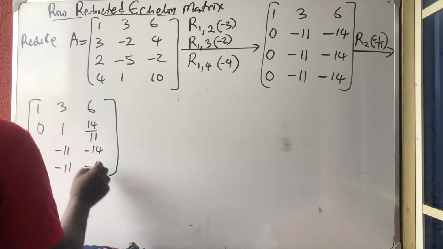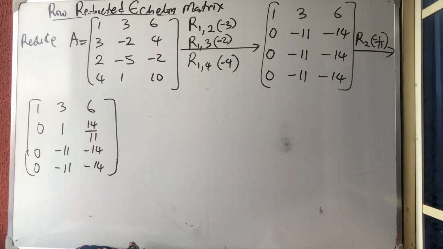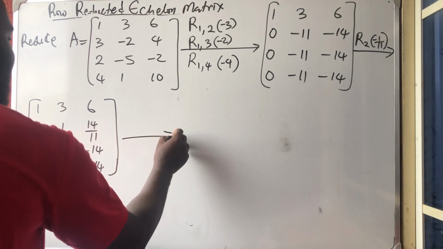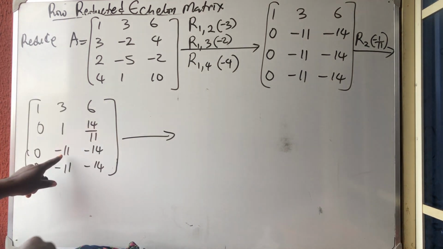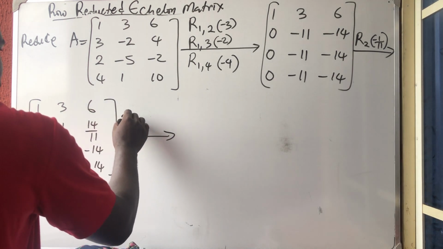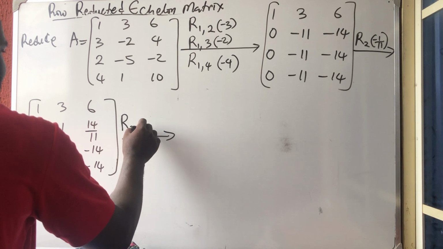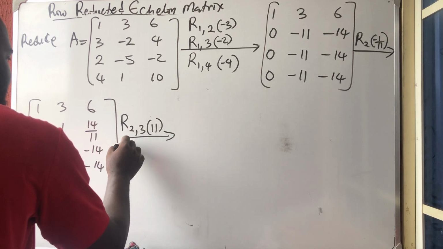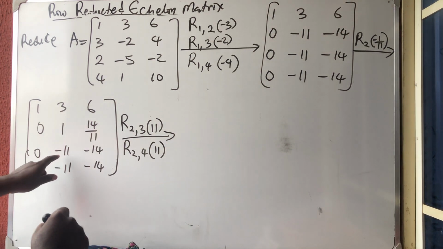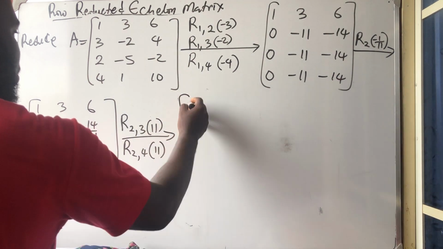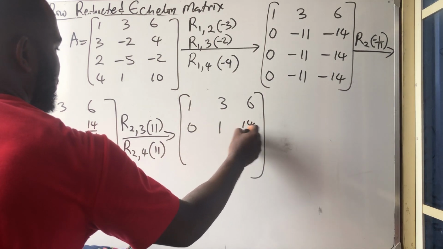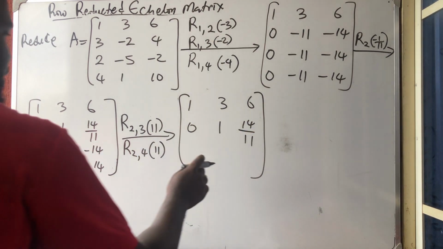Okay, so now since I've gotten 1 here, the next thing to do is to make everything below it 0. And how do you make it 0? By multiplying row 2 by 11 and adding it to row 3 and row 4. So row 2, we are multiplying it and adding it to row 3 by 11, and the same thing for row 4, 11 again, because they are still the same thing. So we are going to have 1, 3, 6 here, then 0, 1, 14 over 11.